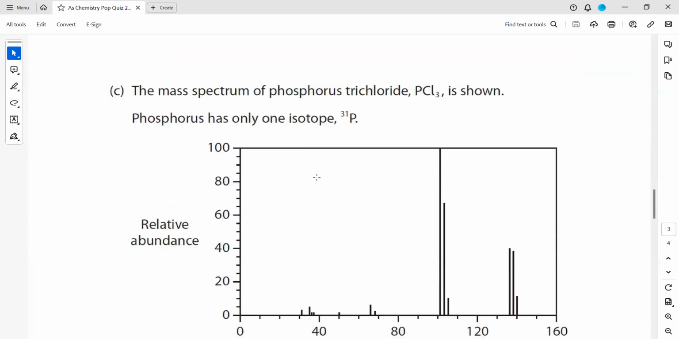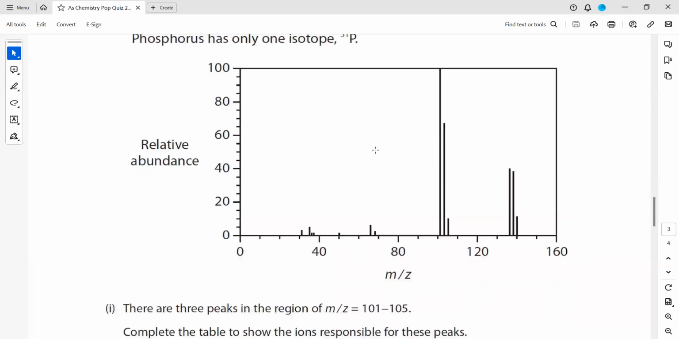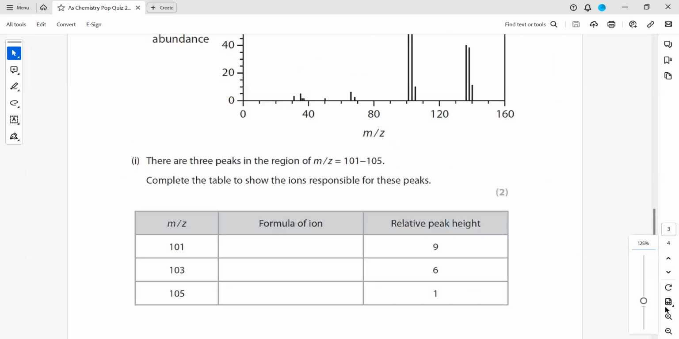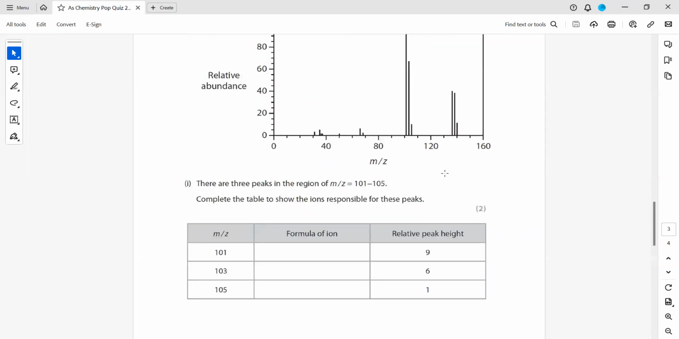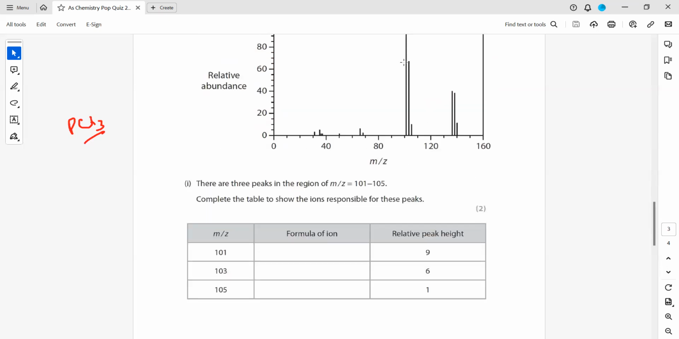The next part is the mass spectrum of phosphorus trichloride. There we had an element molecule, but here it's a compound, phosphorus trichloride, and it has only phosphorus 31. There are three peaks in the region of 101 to 105. Complete the table to show the ions which are responsible. The formula is PCl3, and out of this PCl3, we have phosphorus 31, which is fixed.